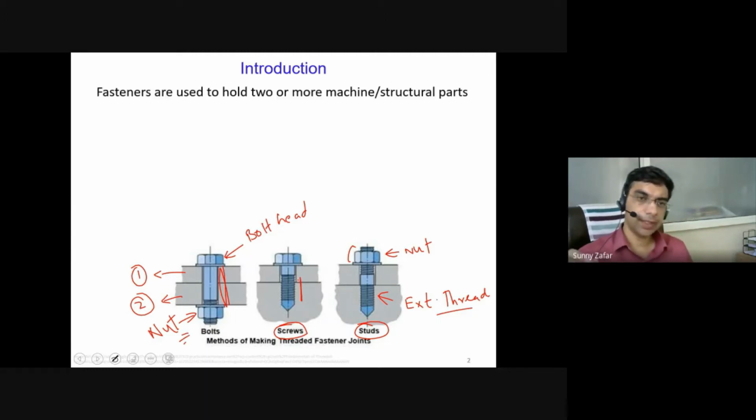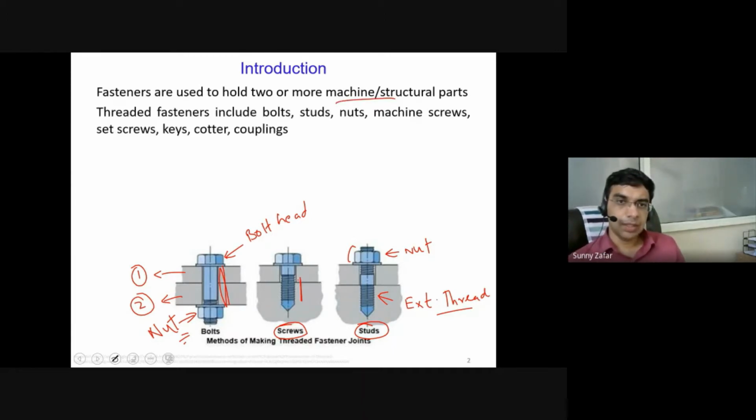So fasteners, now we understand, are basically machine components or elements which are used to hold two or more machine or structural parts. The categories under the threaded fasteners include bolts, as we have seen, then studs, nuts, machine screws, set screws, keys, cotter, and coupling joints. These are some of the important fasteners used till date with different engineering components. We will see the technical drawing details of each of them in subsequent slides.